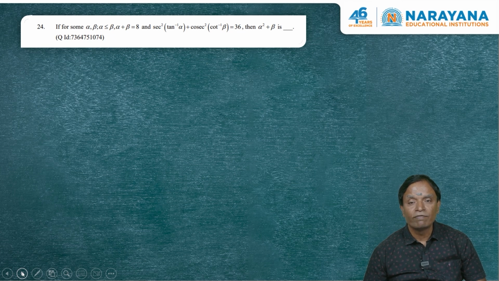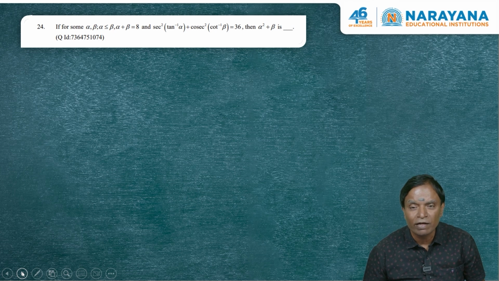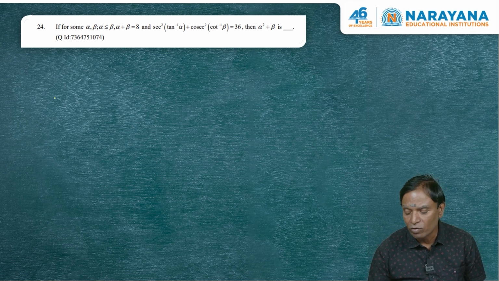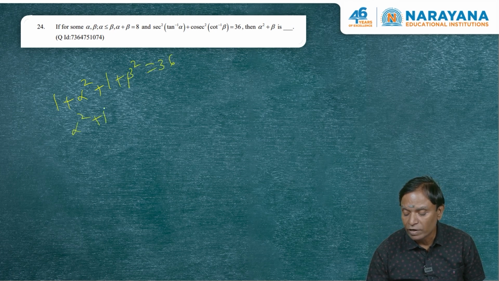For some alpha beta, alpha plus beta is 8, you are given. You can write secant square of tan inverse alpha as secant square theta, which is nothing but 1 plus tan square theta, which is nothing but 1 plus tan of tan inverse alpha whole square, which will become 1 plus alpha square. Second one will become 1 plus beta square. This is equal to 36, which gives you alpha square plus beta square is equal to 34.